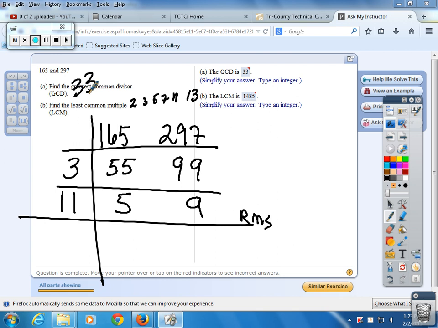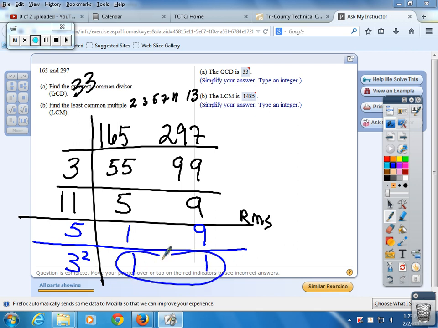So now we keep going with the magic math. 5 will give me a 1 and a 9. 3 squared will give me a 1 and a 1. So when we have the two 1s, that means we have our least common multiple. And that's 3 to the third power times 5 times 11.